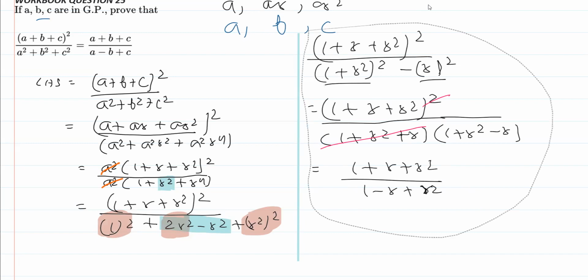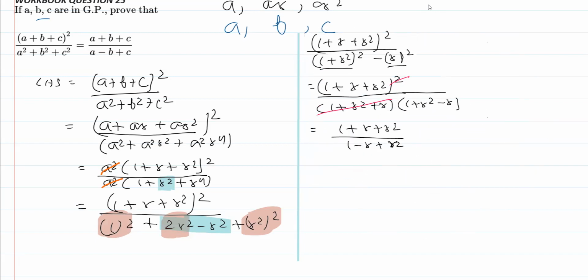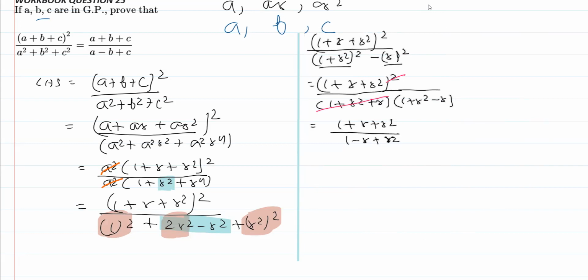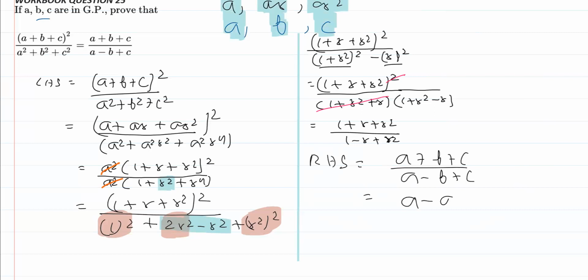Now we need some space to do the RHS. This is the LHS part. Now I'm writing the RHS here. The RHS says (A plus B plus C) over (A minus B plus C). Same thing we are going to do here. We are going to replace B with ar and C with ar square, A being a only. So A being a, B being ar, and C being ar square. Denominator same here. This is plus, sorry, this is minus.